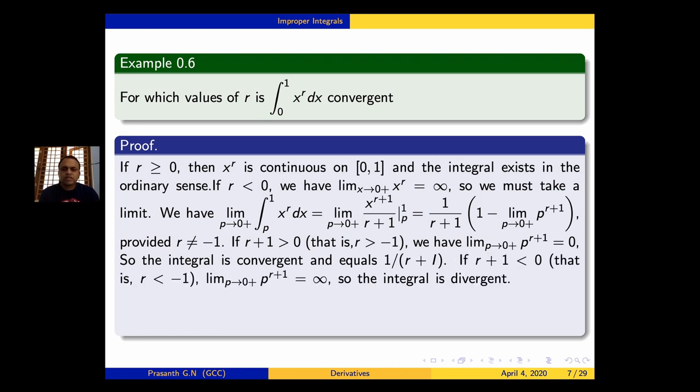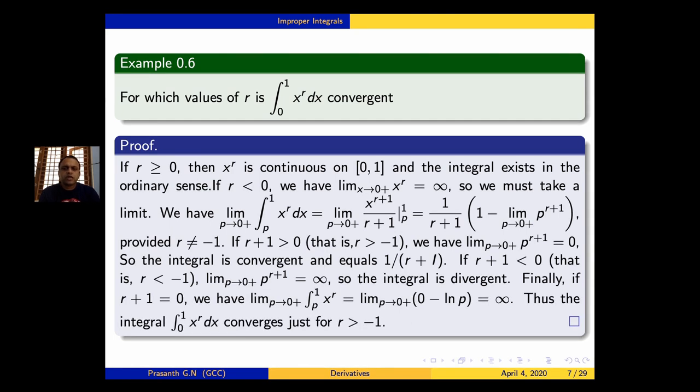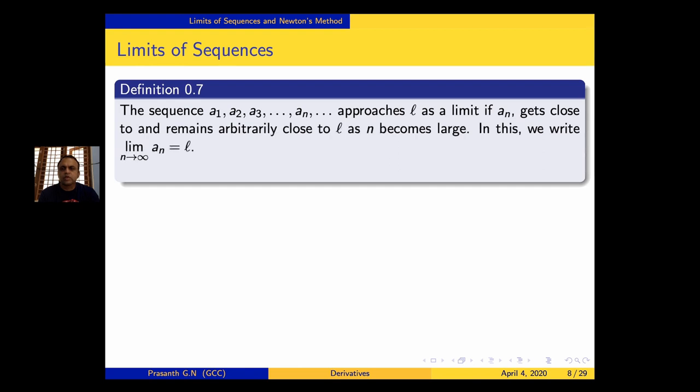For r less than minus 1, the limit as p tends to 0 plus of p raised to r plus 1 is equal to infinity. So the integral is divergent. And if r plus 1 equals 0, we have the limit as p tends to 0 plus of the integral from p to 1 of x raised to r dx, equal to the limit as p tends to 0 plus of 0 minus log p, which is infinity. So the integral from 0 to 1 of x raised to r dx converges only for r greater than minus 1.